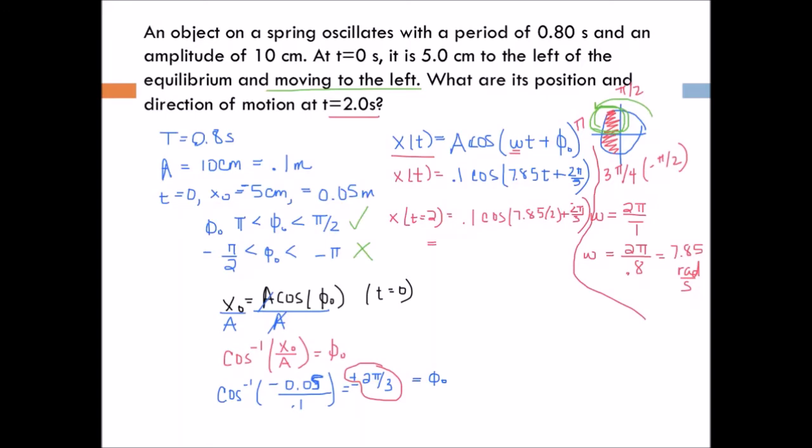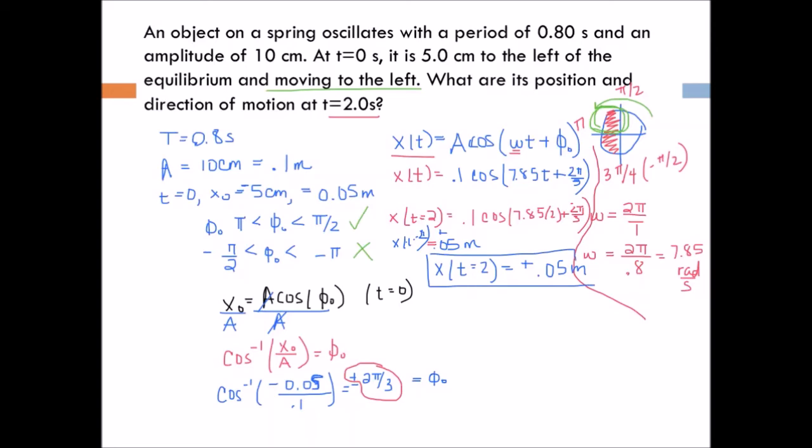And that's going to give me a position of 5 centimeters, or 0.05 meters. This is at t = 2. Now, because this is a positive value, that means we are to the right of my equilibrium position. But that just means we can be found at that position. That doesn't necessarily mean we're moving to the left or right.